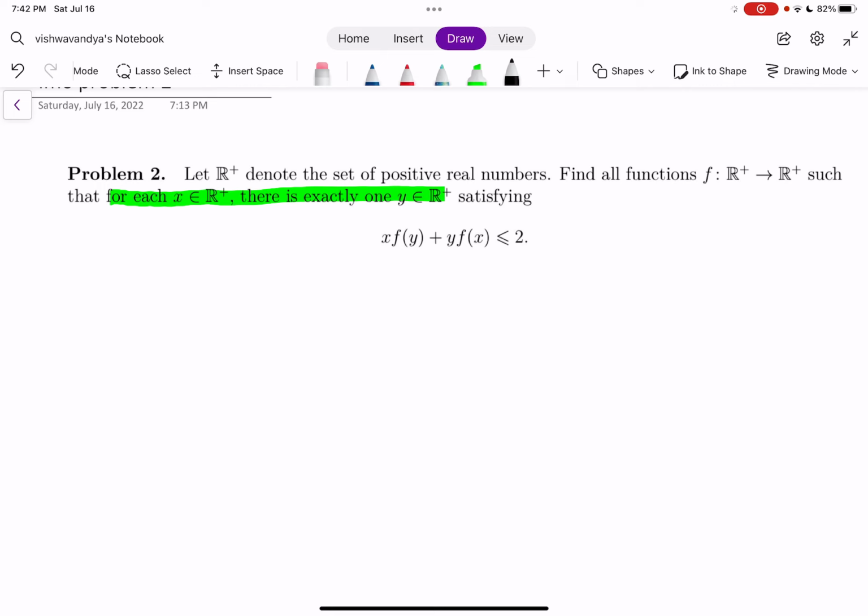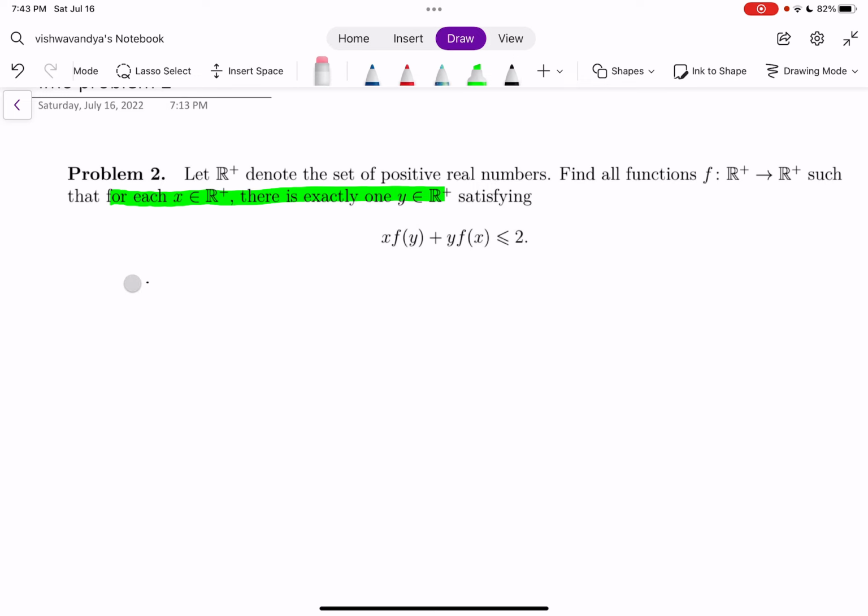So how do I translate this into a more usable form? Suppose I fix x naught, then there must be a unique y which satisfies this. So let that be y naught. We don't really get to choose y naught once we have fixed x naught, because of the uniqueness.